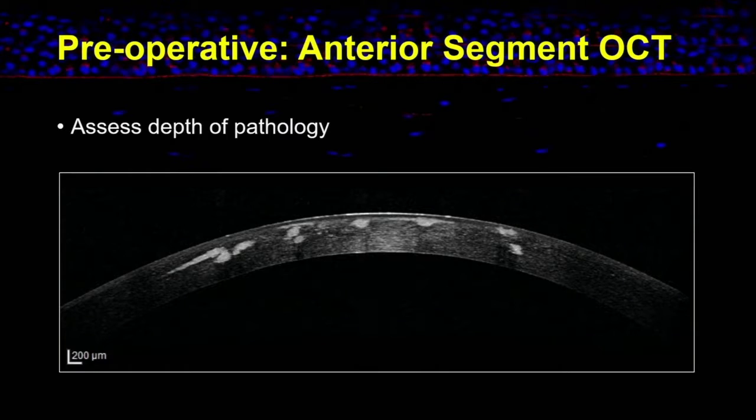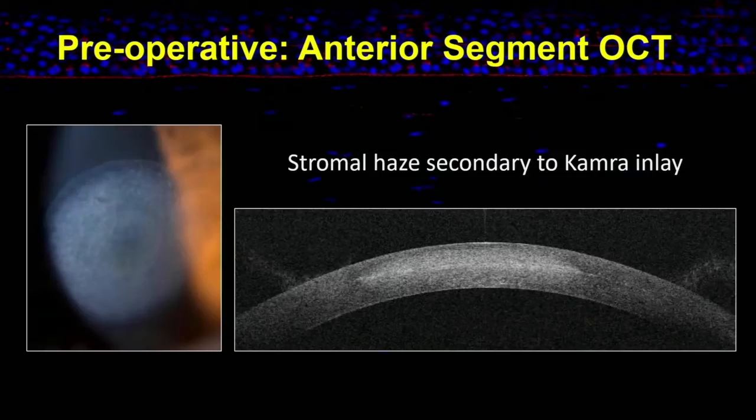Anterior segment OCT is also useful preoperatively, and this is good for assessing the depth of pathology. So this is a patient with granular corneal dystrophy, and having knowledge of the depth of pathology can help direct the appropriate surgical intervention.